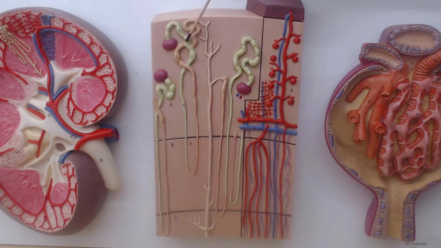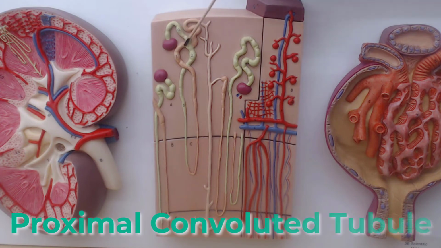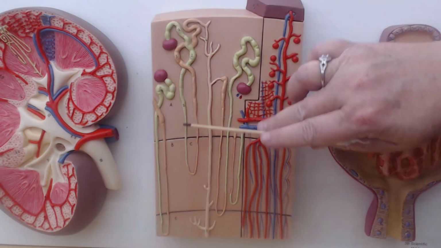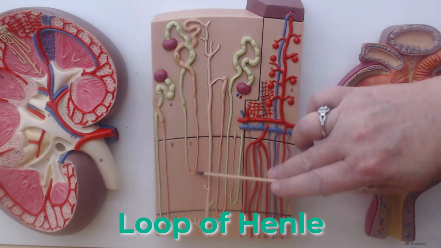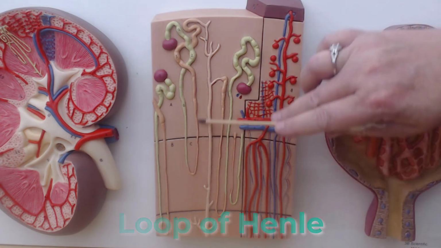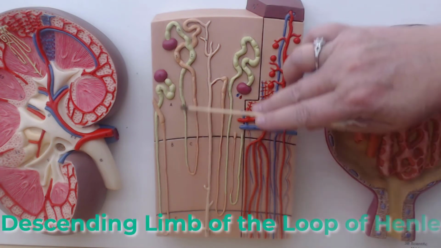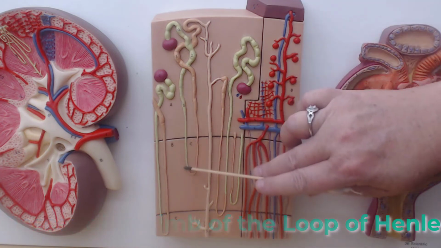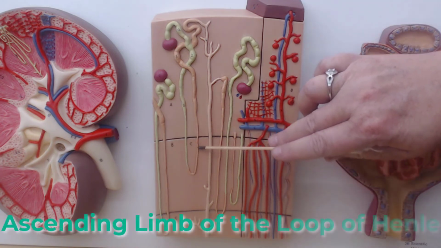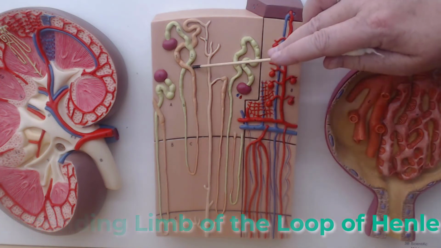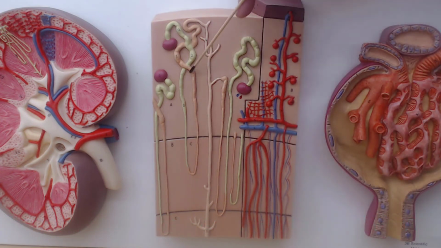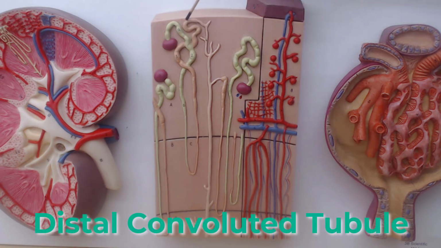This first portion here, where it has all these convolutions, is called the proximal convoluted tubule. This entire loop here is called the loop of Henle. This portion is the descending arm of the loop of Henle, and this is the ascending arm of the loop of Henle. As I follow the ascending arm upward, I get to another mess of convoluted tubes. This is the distal convoluted tubule.